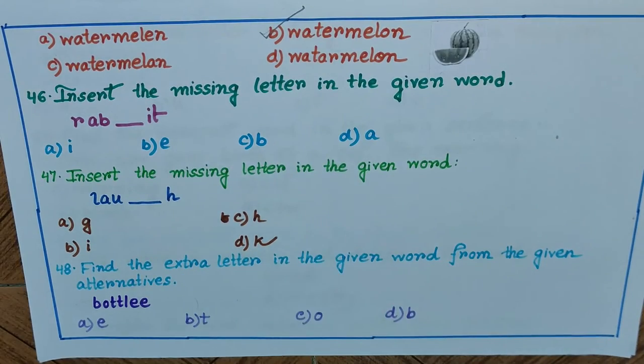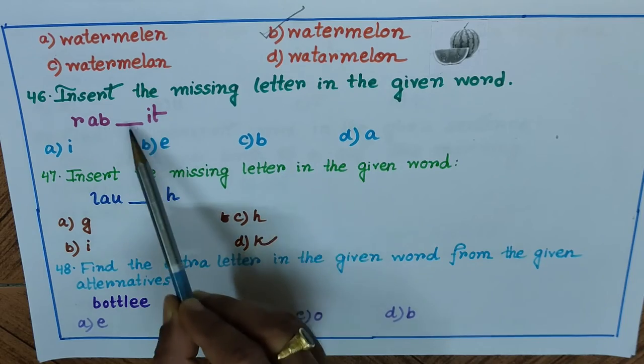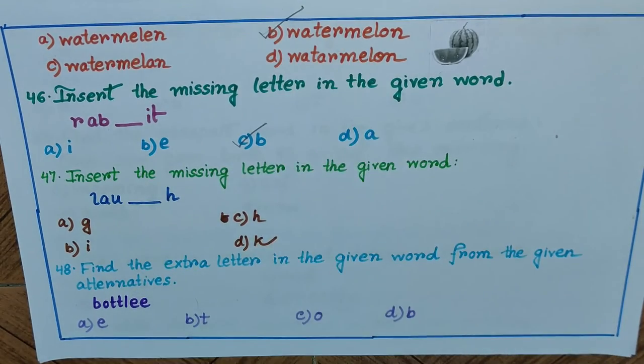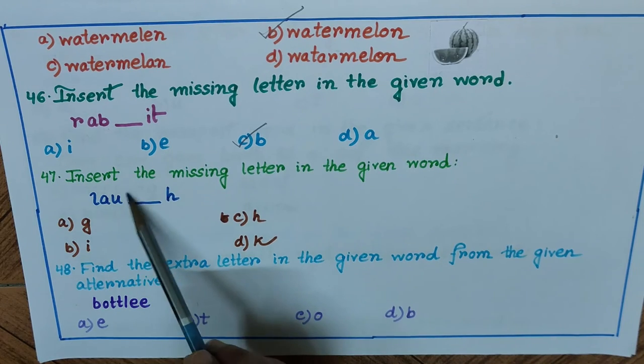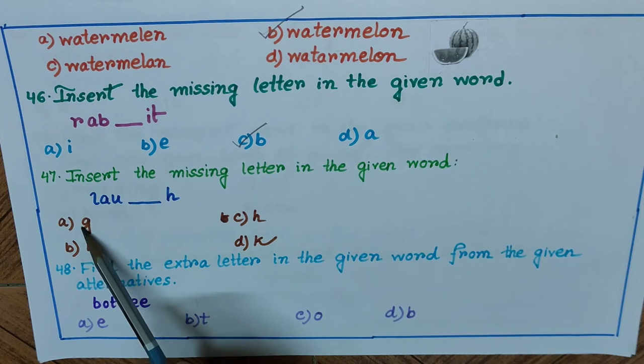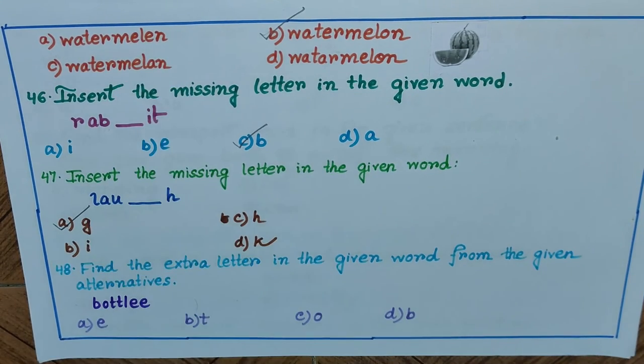Next, question 46. Insert the missing letter in the given word. R-A-B, if we replace B from here, we will get rabbit. So, answer C is the right answer. Again, question number 47. Insert the missing letter in the given word. L-A-U, if we replace G from option A, it will give us love. So, this is the right answer. Question 48. Find the extra letter in the given word from the given alternatives.